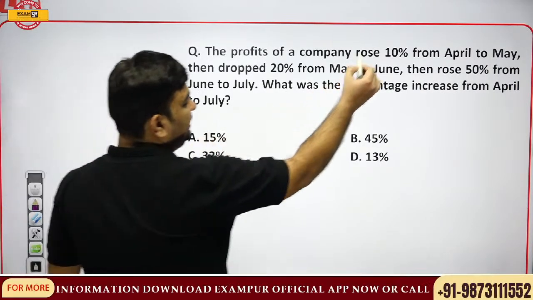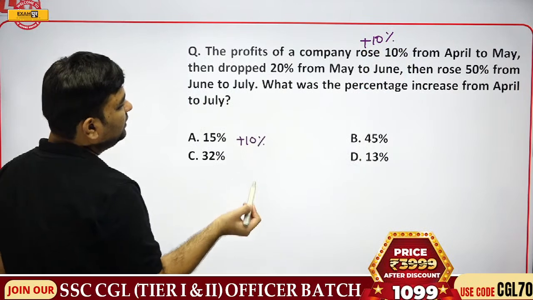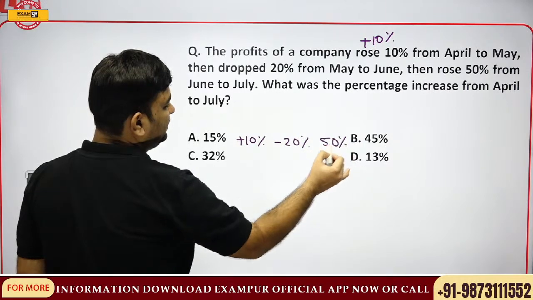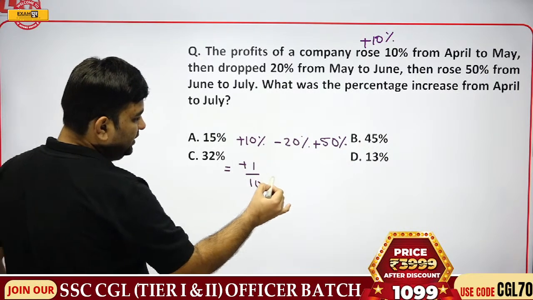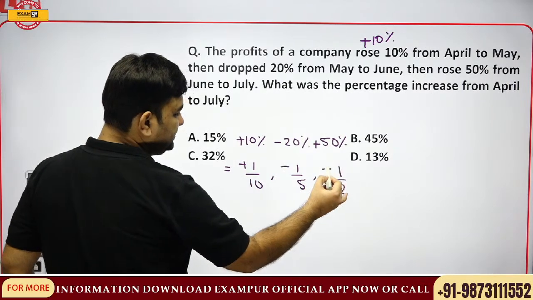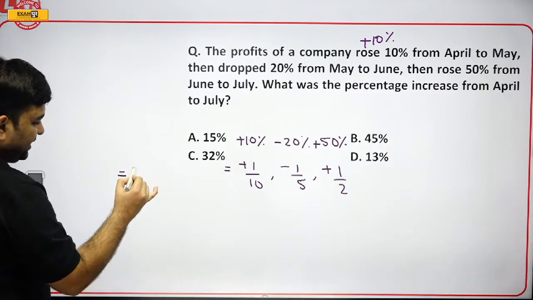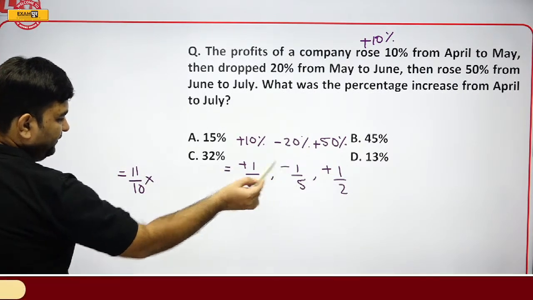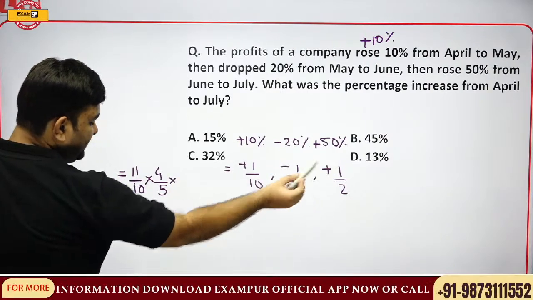So a 10% increment, a 20% drop, and a 50% increment. In ratio form, a 10% increment is 1 by 10, a 20% decrement is 1 by 5, and a 50% increment is 1 by 2. So in the first step, from 10 the value has become 11. In the second step, from 5 it has become 4. And in the third step, from 2 it has become 3.